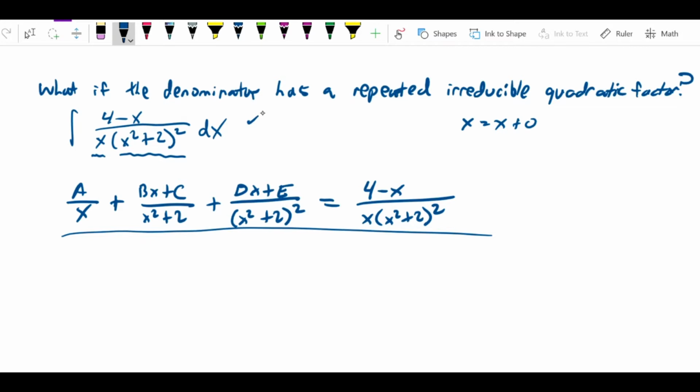So you do have to pay attention to the possibility that a quadratic factor is repeated and would have to be dealt with in this way. This is a very long problem to solve because you have 5 different constants, and one of the terms is going to involve a trigonometric substitution in order to integrate. So okay, anyway, those are the weird special cases you do have to pay attention to.